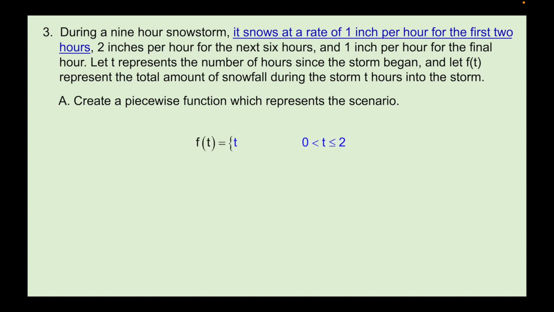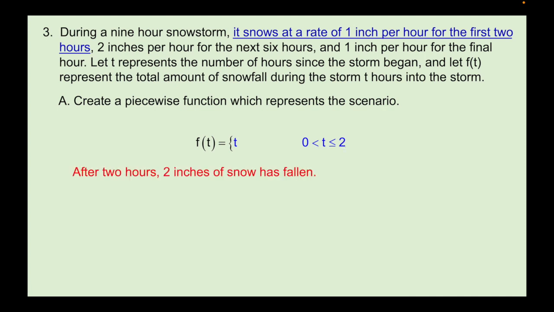So for this first part, I'm just going to say T. T is the number of hours since the snowstorm began. And it's 1 inch per hour for the first 2 hours. So I could put 1T here, but T is just fine. And then again, to express the first 2 hours, I've got to show that it's more than 0, but less than or equal to 2.